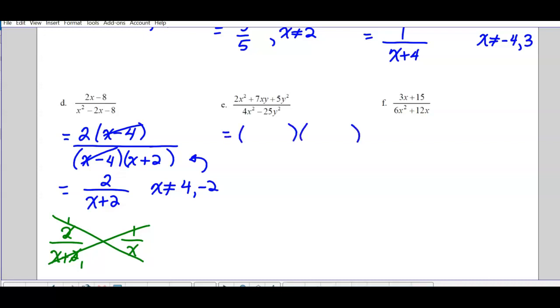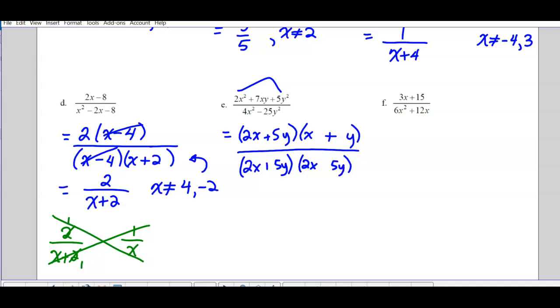Next one is a non-simple trinomial with x's and y's. So there'll be 2x and x, something y, and a difference of squares in the denominator. Okay, so two numbers that multiply to 10 and add to 7 are 5 and 2. So this is going to be plus 2y plus 5y. And then the square root of each term. One has a plus, one has a minus. Okay, those divide out. And you don't have to show the brackets any longer because it's just one factor in each.